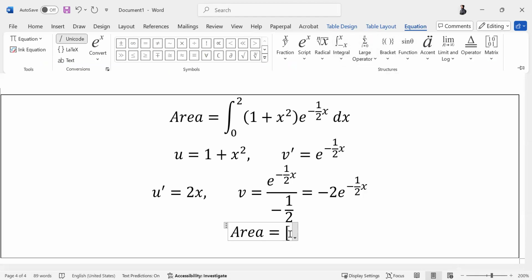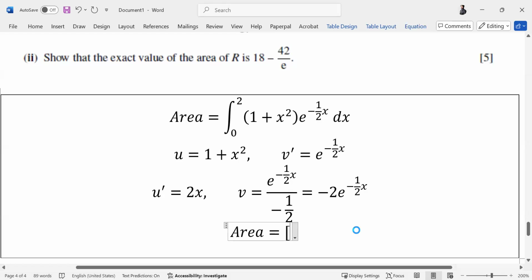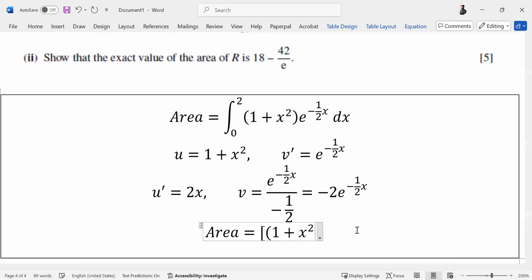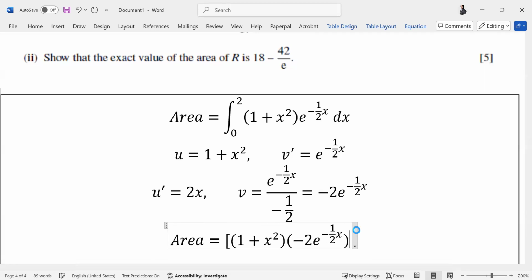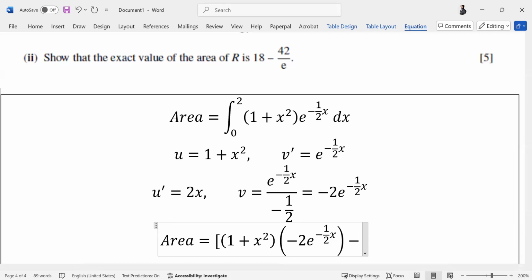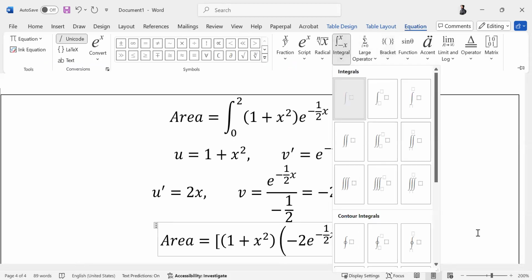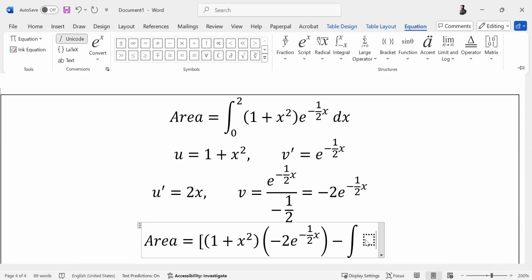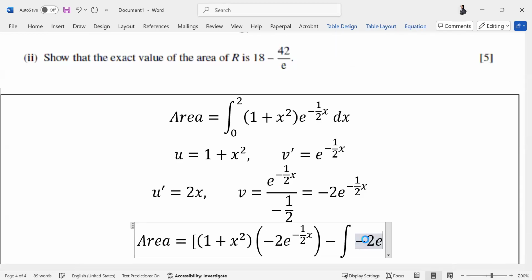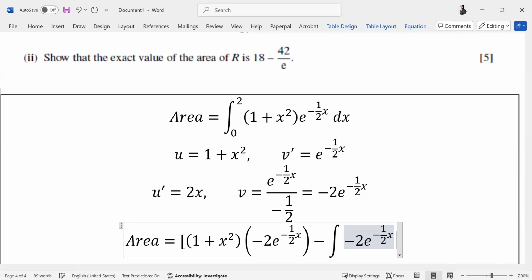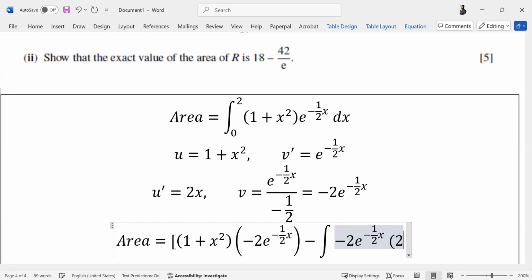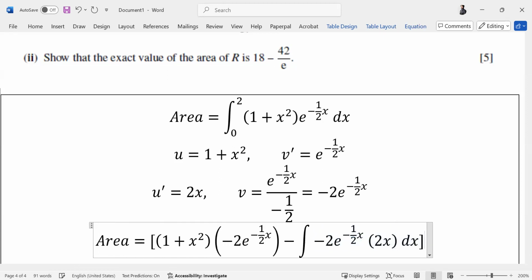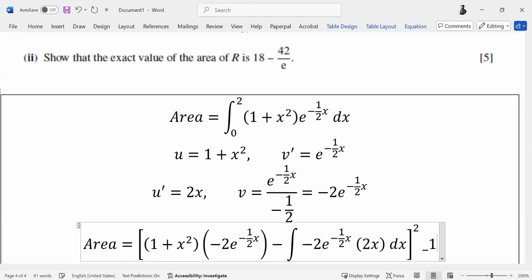Achha, to kya hoga ye mere paas? What is u? 1 plus x square. And what is v? Minus 2e to the power minus half x. Minus integral of v, which is again minus 2e to the power minus half x, and u dash is 2x. The upper limit is 2 and the lower limit is 1.